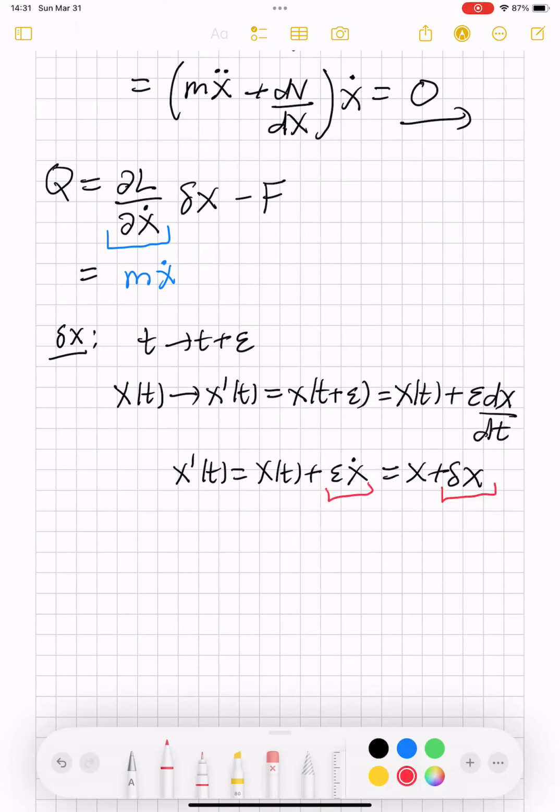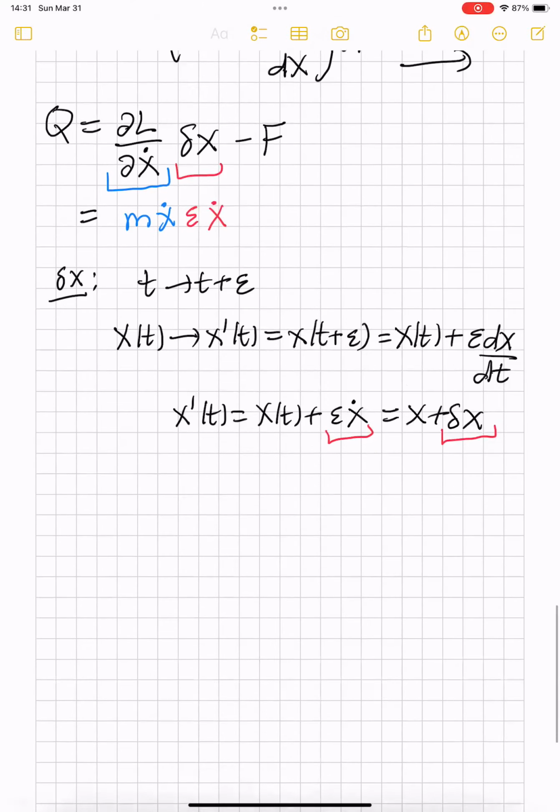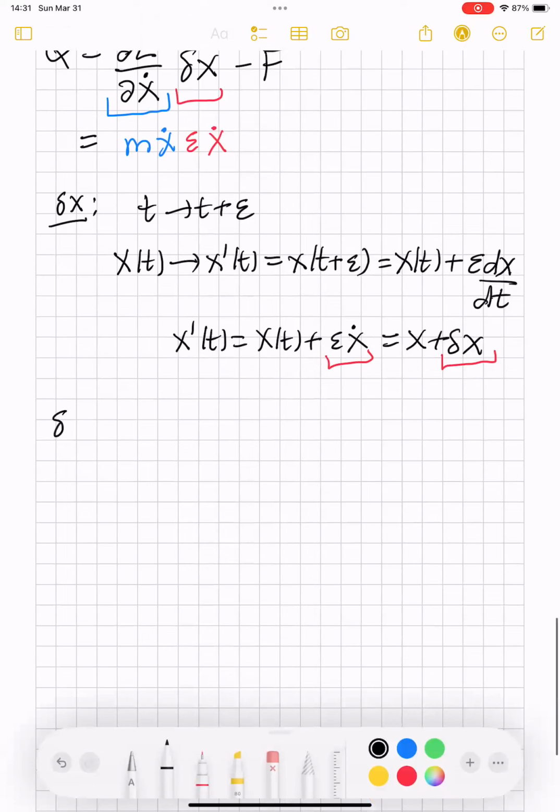So delta x is just epsilon x dot. And now we need to get hold of f. Now remember what we said? The change in the action should be equal to an integral dt, so total derivative of df dt. So let's calculate what the change in S is, and we'll be able to see then if it is a total derivative or not.